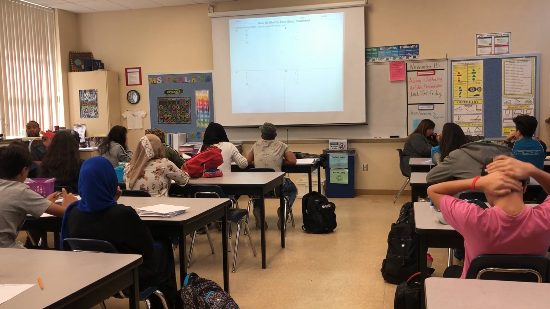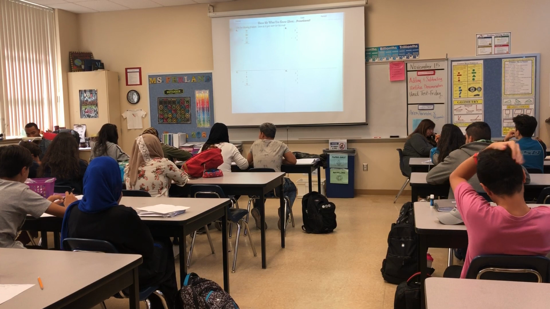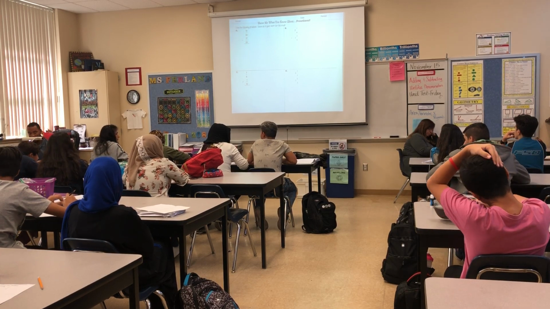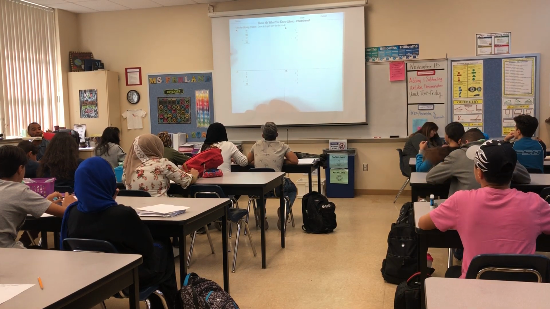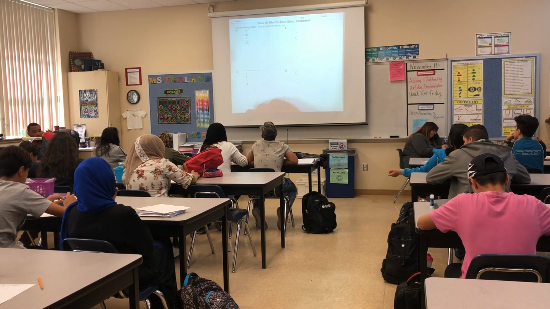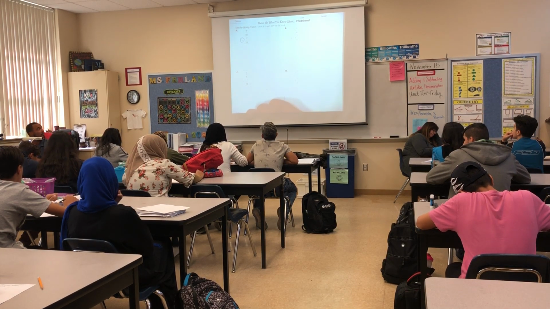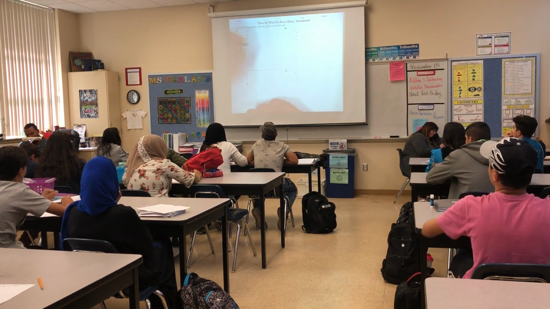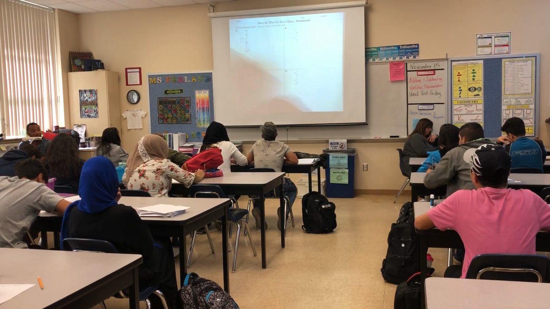They're the same, so we leave them. Now we look at the numerators. I got 19 and I got 17. What sign is there that's going to show me what I need to do? A minus sign. So 19 minus 17 is 2. 2 over 20. Am I done?